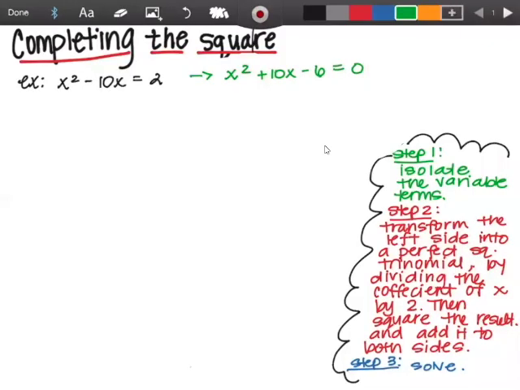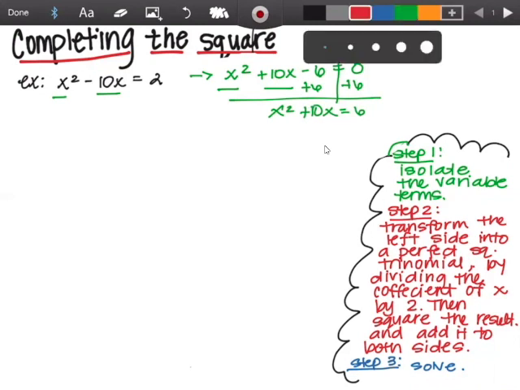All right, so let's look at this next example: x squared minus 10x equals 2. I want to compare it to the one that's in green, which is x squared plus 10x minus 6 equals 0. If you notice, step number one calls for us to isolate the variable terms, which is x squared and negative 10x. In the green example, it was x squared and 10x, and what we did to do that is we added 6 to both sides, and we're left with x squared plus 10x equals 6, right? So in this case, step one has already been done for us. I just wanted to point that out.